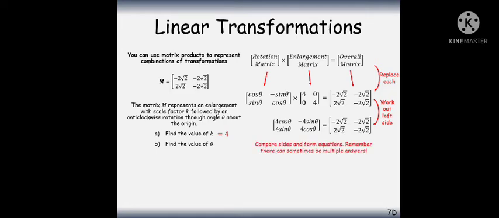Compare sides, form equations, remember there can sometimes be multiple answers. So we'll get 135 or 225, or I'll get 45 or 135. So the one that's common to both will be that one there and that one there. So it must be 135.